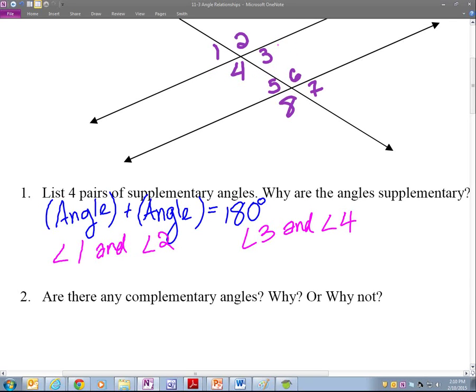Okay. McGuire? What is it? We are not working with these guys right now. Why not? Because I want to just focus on 1, 2, 3, and 4.